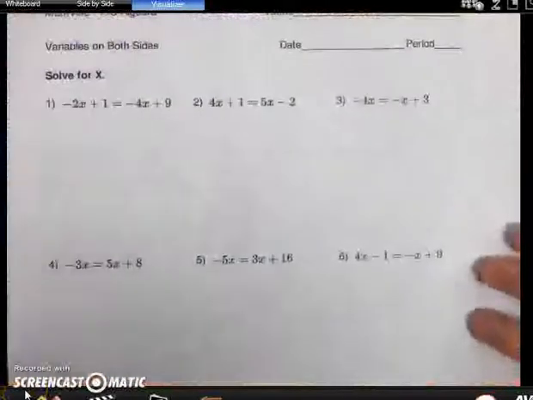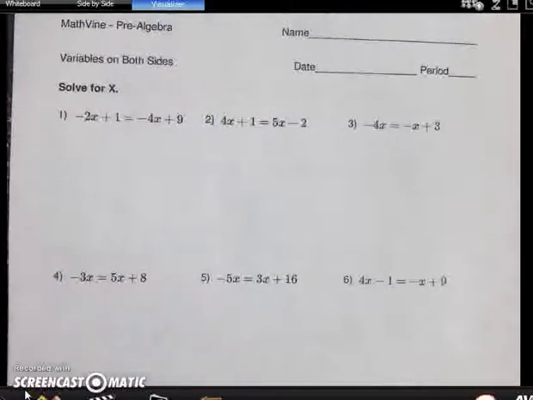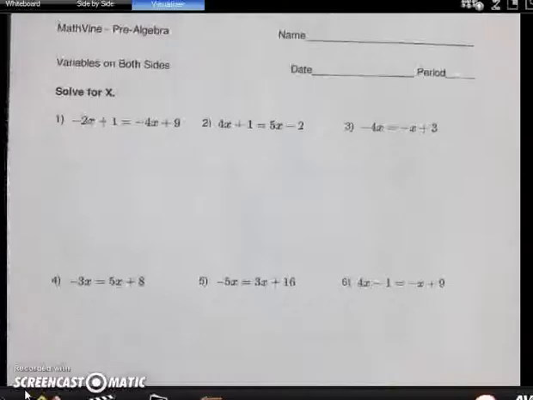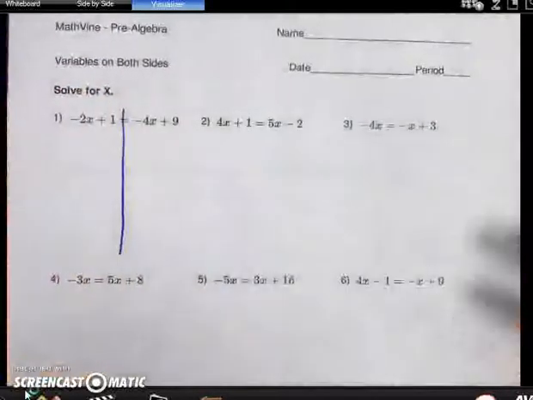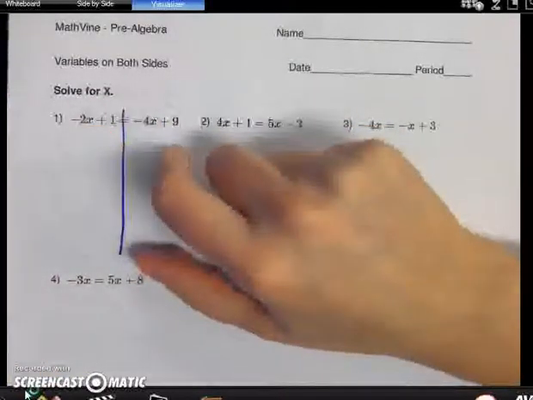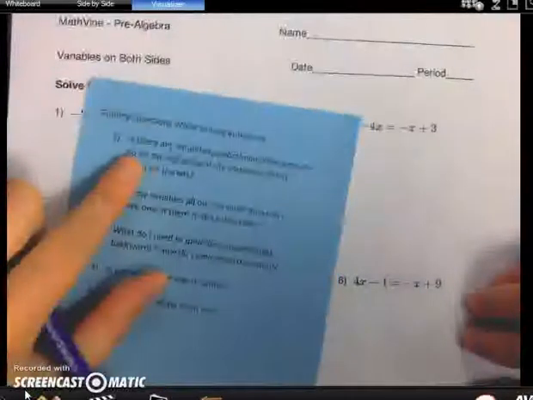Okay, this is the variables on both sides worksheet. I'm going to do the first two problems to get you started. You should be copying this down and then bringing questions to me if you have them. So looking at number 1, I'm going to start with drawing a line through my equal sign just so I can see the two sides of my equation, or the two sides of my balance. I'm going to use my guiding questions card.